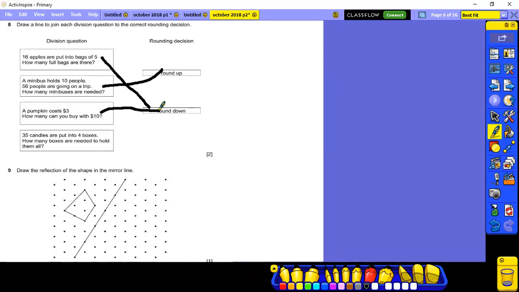35 candles are put into 4 boxes. How many boxes are needed to hold them all? So I want to hold them all, so I will round up. Okay? Right.